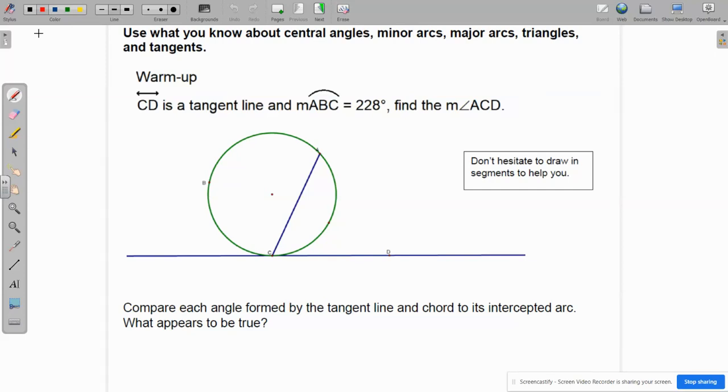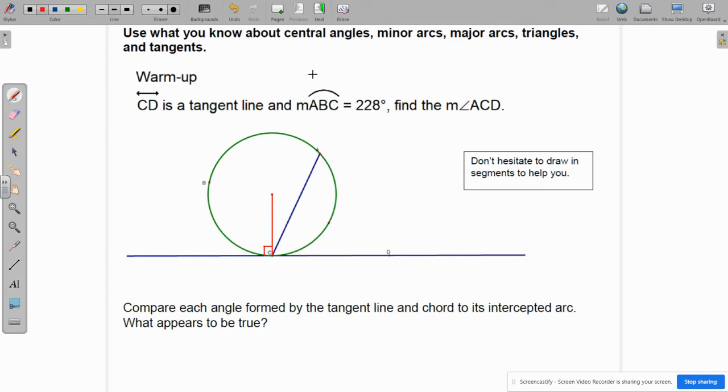Let's look at the warm up where we have line CD, which is tangent to this circle. And as a reminder, if something is tangent to a circle, that means it makes a 90-degree angle with the radius of the circle. So I just drew the radius of the circle in there, and this would be a 90-degree angle right here.